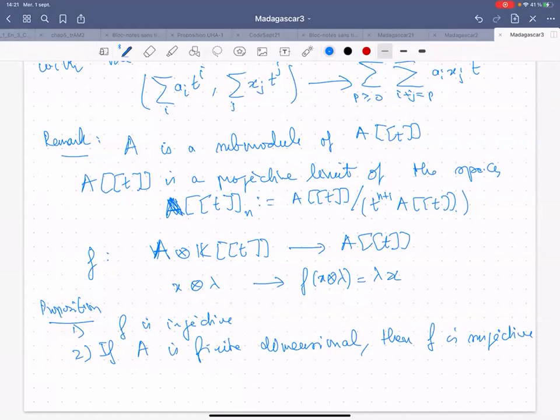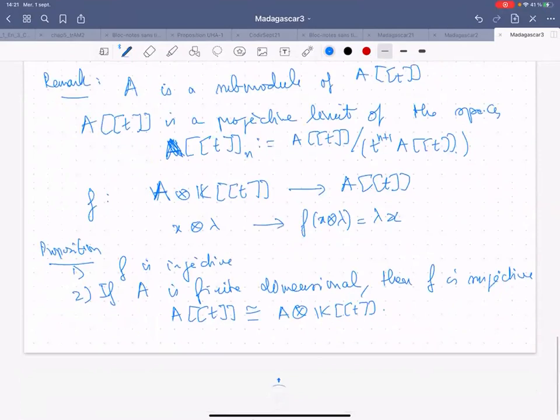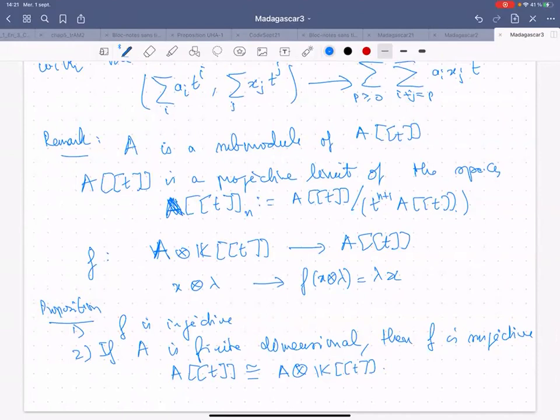What does it mean? It means that we can identify A[[t]]. I have an isomorphism between A[[t]] and the tensor product A tensor K[[t]]. Then we can have this identification, but in general this is not true. I mean, we don't have an isomorphism between this formal space A[[t]] and A tensor K[[t]].